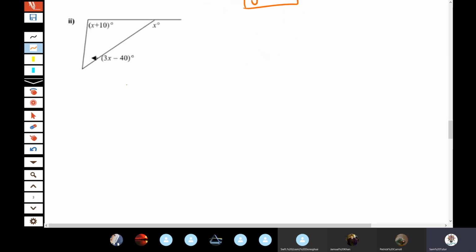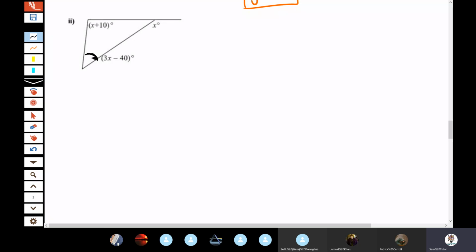Next one. It's going to be a hard one, Jenna, so we'll take our time. Just have a look at it all first. This angle in here is 3x take away 40. This angle in here is x plus 10. And we know this is x. We want to find x.